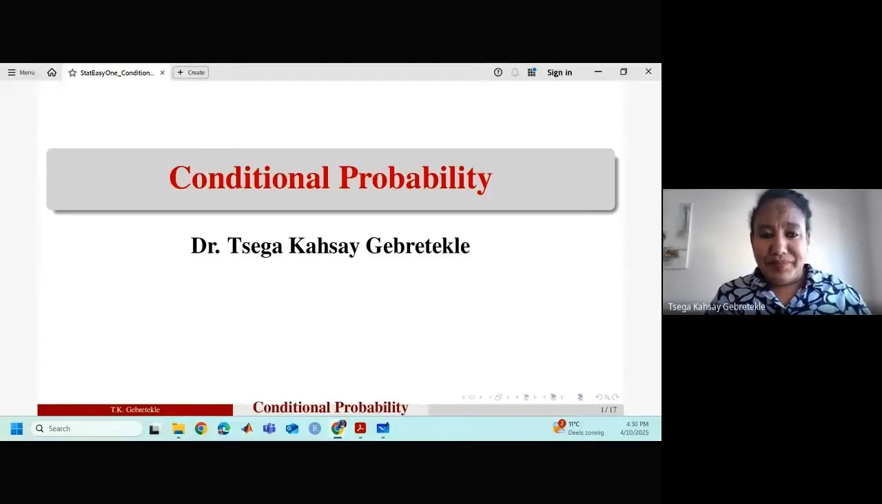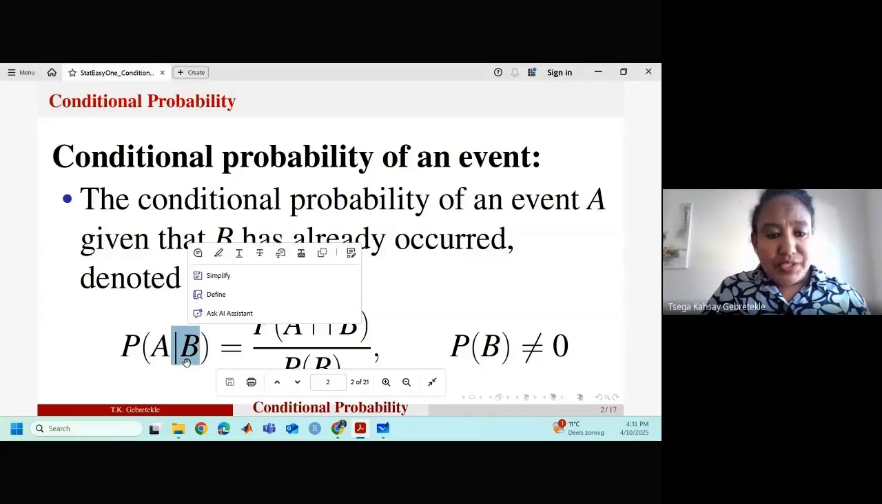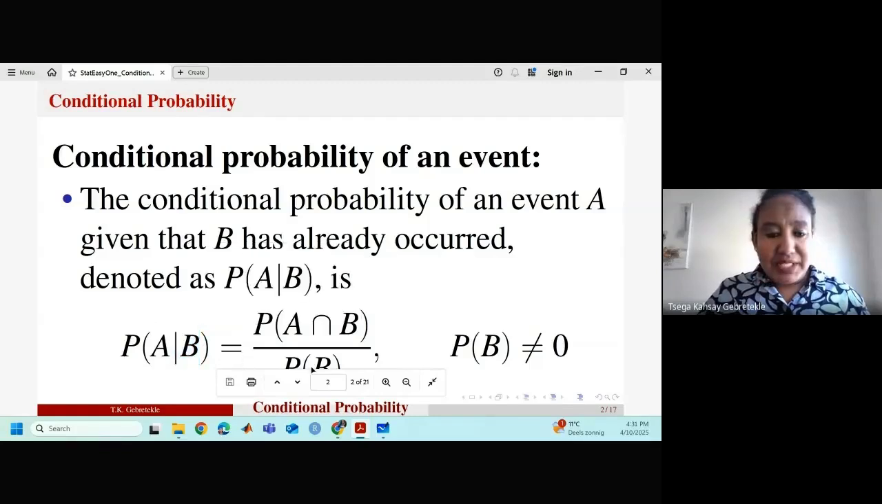Hello, welcome. In this video, I'm going to explain conditional probability. Conditional probability is the probability of an event given that another event has occurred, and it is denoted like this. We read this as the probability of A given B. So the given condition is B, and that is calculated as the probability of A intersection B divided by the probability of B.